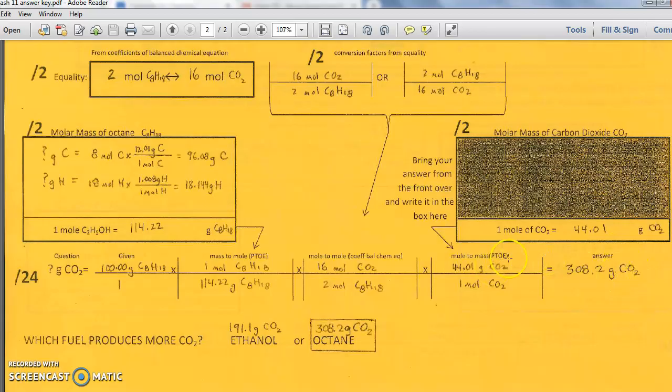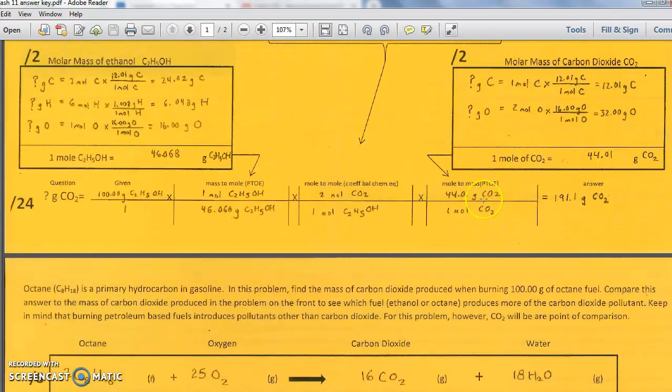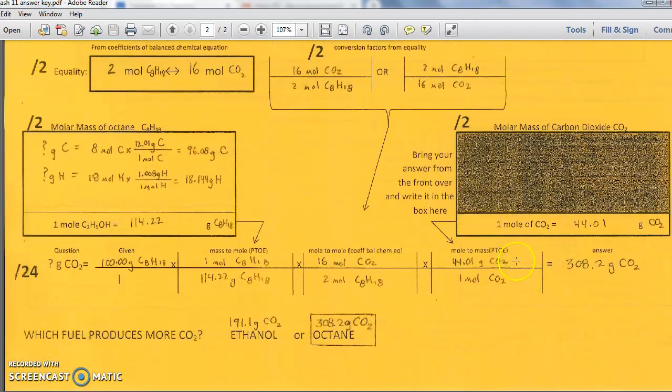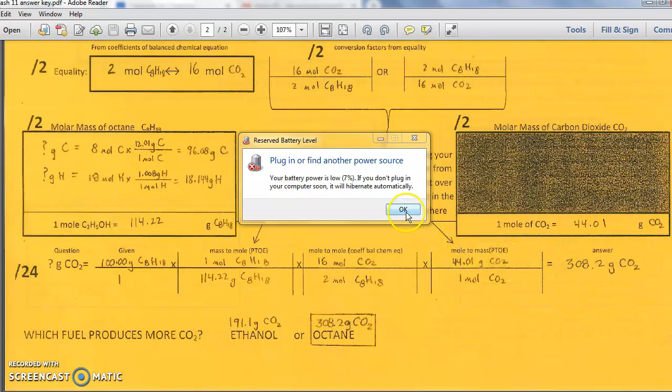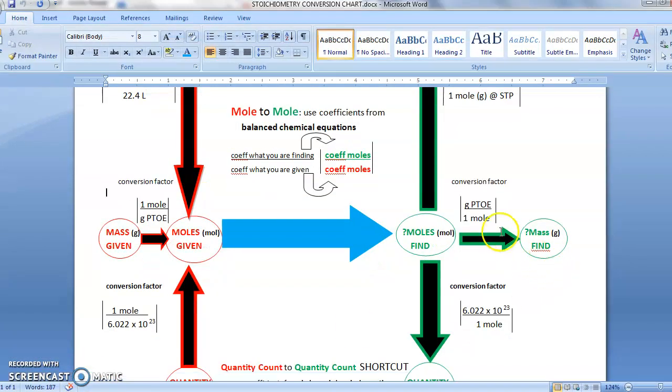If you notice, this part of the problem, 44.01 over 1, is the same as this one up here, 44.01 over 1. Why are they the same? Because we're trying to find the mass of the same thing. Both reactions produce carbon dioxide. So I want to know the mass of the carbon dioxide. Here we go. We already added it up. It's 44.01. I put the mass on top, as it says right here. Mass on top, moles on the bottom.